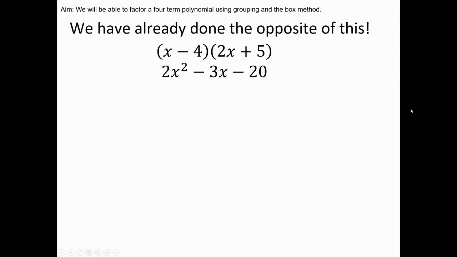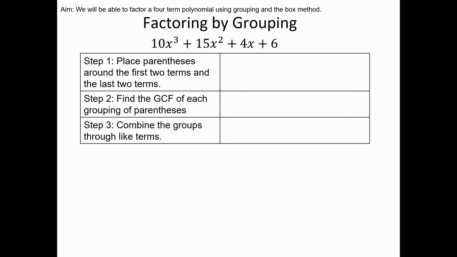So for us to actually factor the four-term polynomial, we're going to start with this four-term polynomial right here. There are two ways to do this. First way is by grouping, and the other way is by box method. For grouping, guys, we take the four-term polynomial and just put parentheses around the first two terms and the second two terms. Then we're going to find the greatest common factor of each pairing, just like we did in the previous lesson.